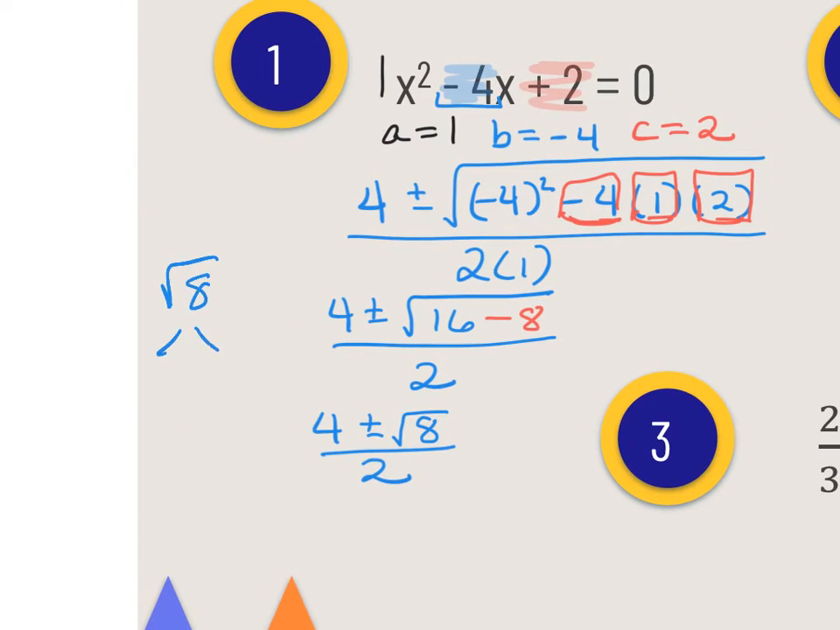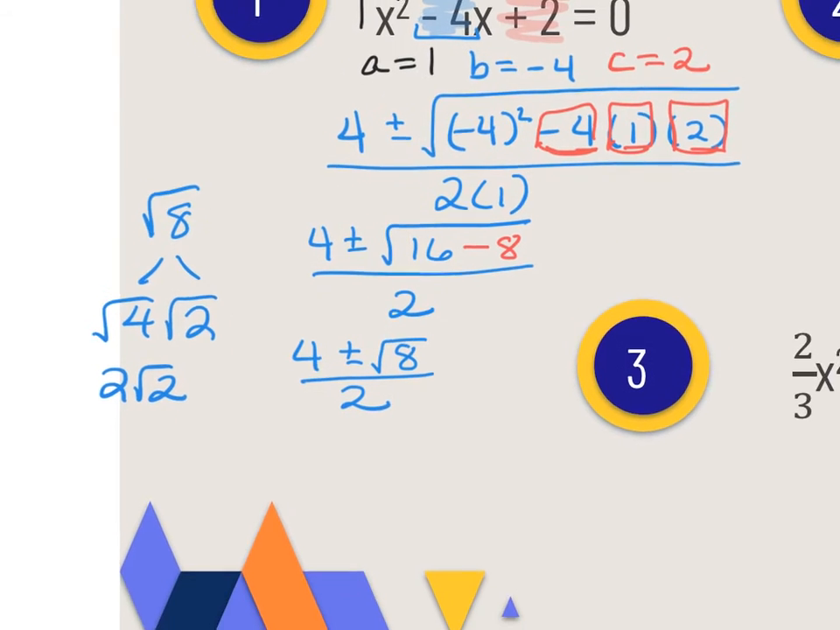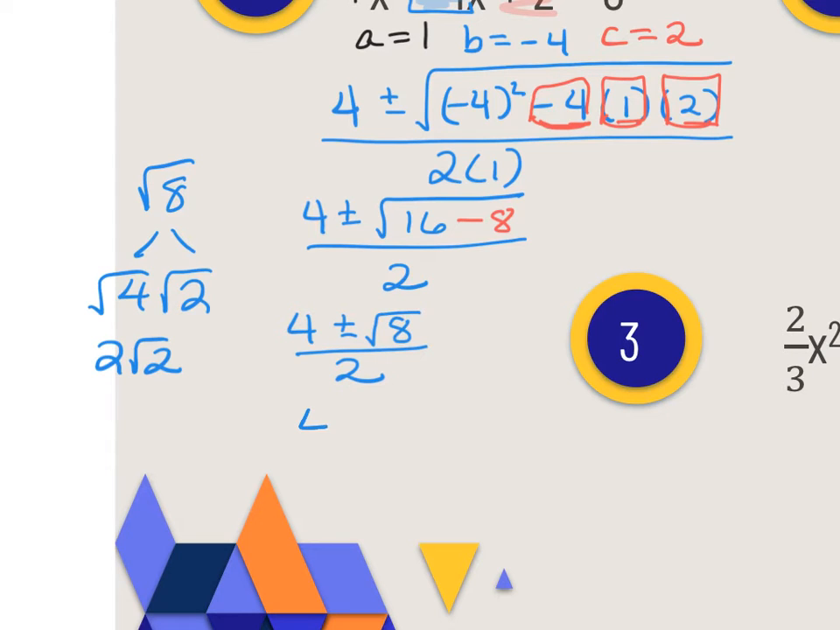So if I break down the 8, I get 4 times 2. If you're good at recognizing 4 is a perfect square, the square root of 8 is just 2 square root 2. So now I'm going to put it in here: 4 plus or minus 2 square root of 2, divided by 2.